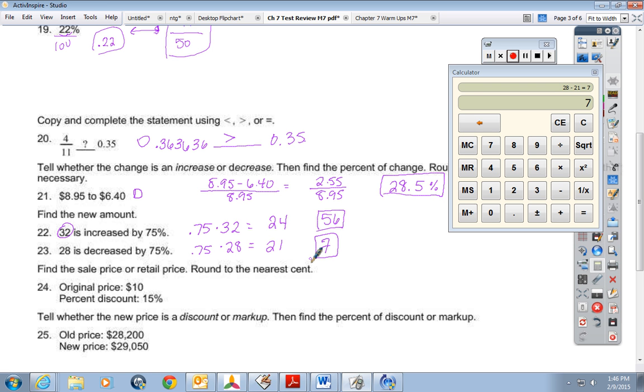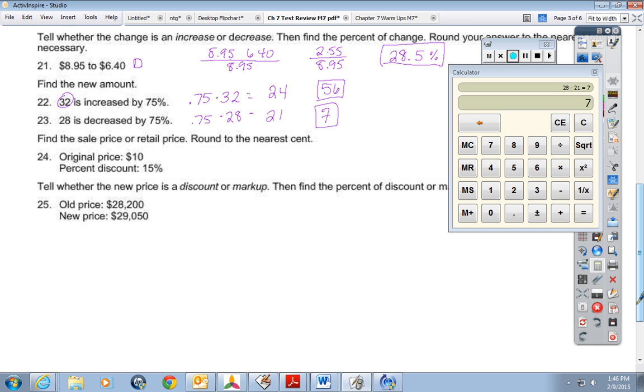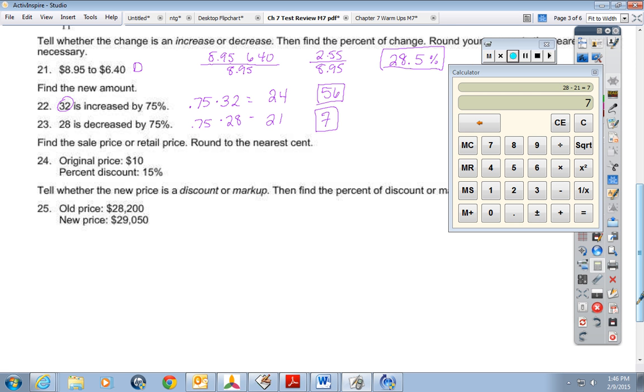Now for 24, we kind of do it the same way. It's just we've got to understand that discount means decrease on 24. So I'm going to make the percent a decimal, and then multiply by the original price. So I'm going to take 0.15 times 10, and I get 1.5.